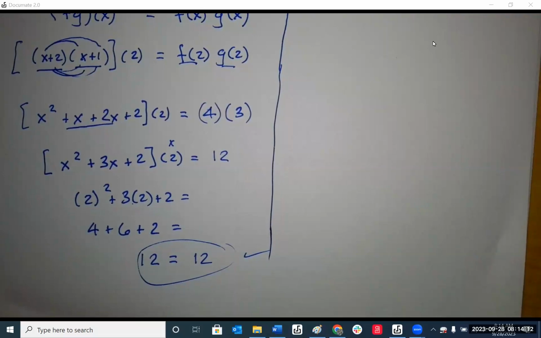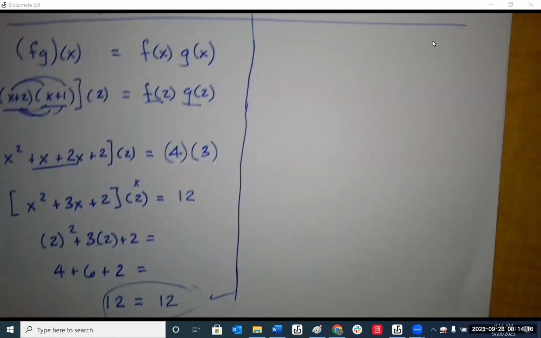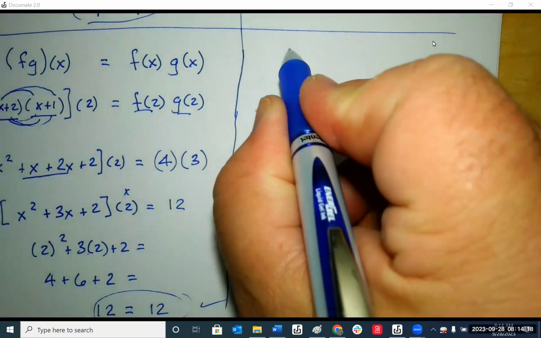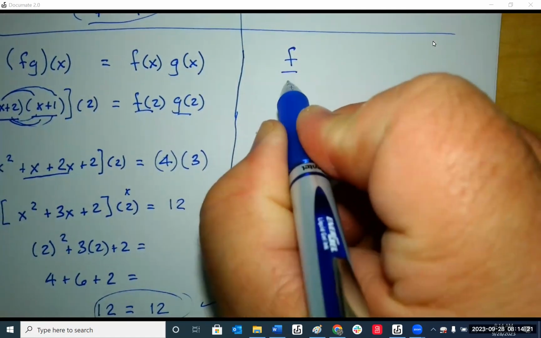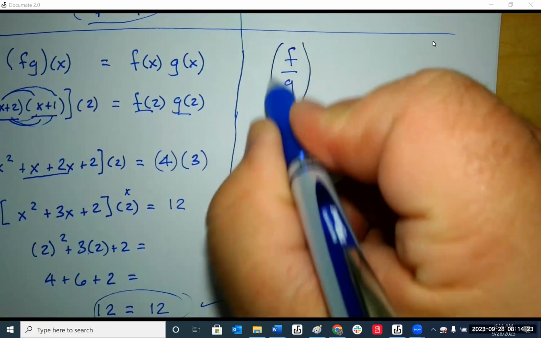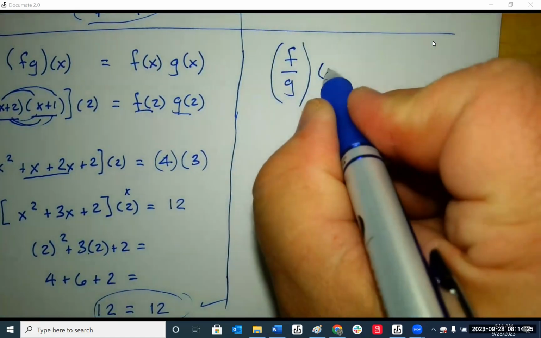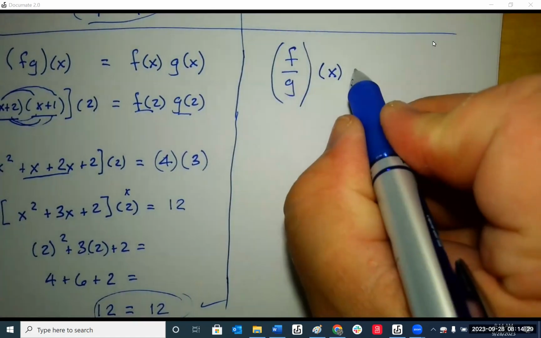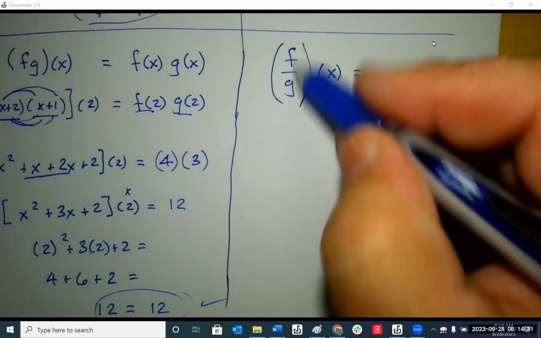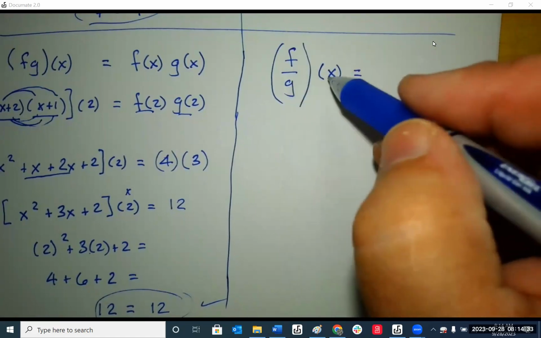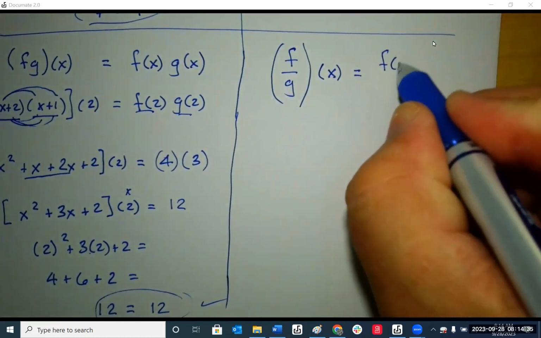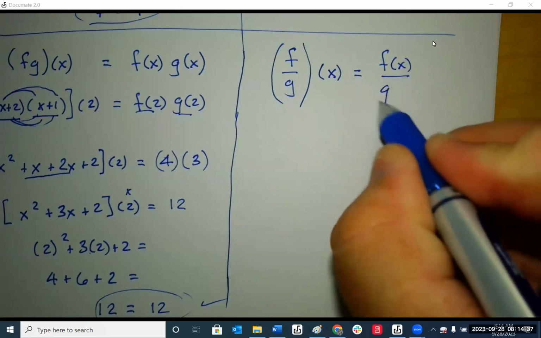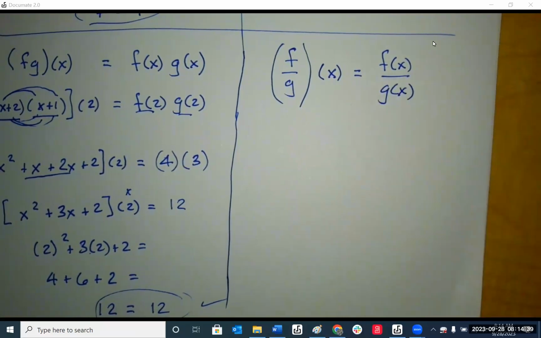Any questions yet? All right, the last one we're going to deal with is the quotient, the fraction. We could take the two functions and divide them first before we put the x in, or we could find the two values and then divide the two values afterwards.